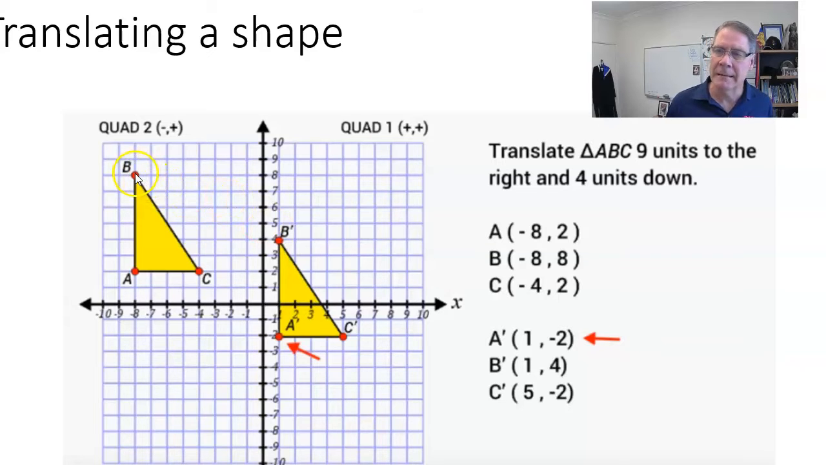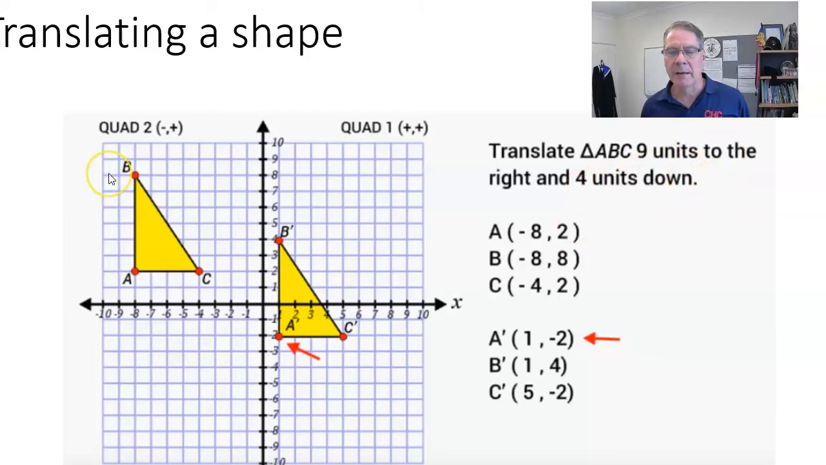But if we use the affordances of the Cartesian plane, in a sense, B went 1, 2, 3, 4, 5, 6, 7, 8, 9 places to the right, and it went down 1, 2, 3, 4. So I translated it 9 units to the right and 4 down.